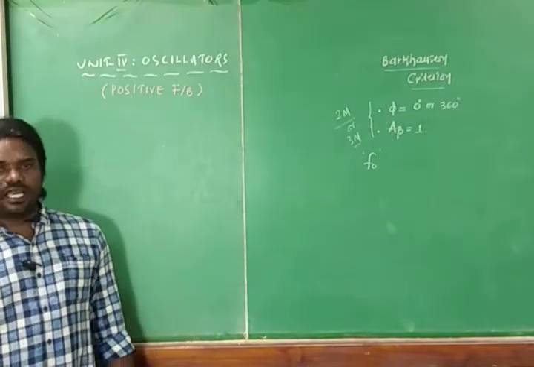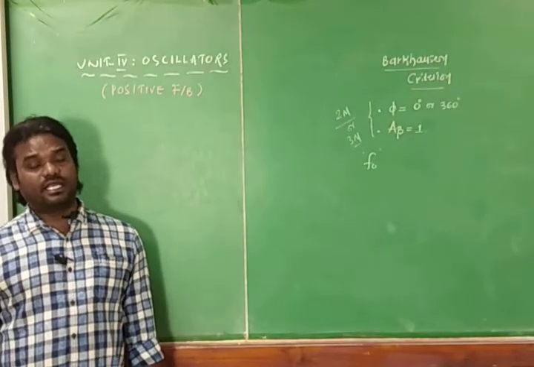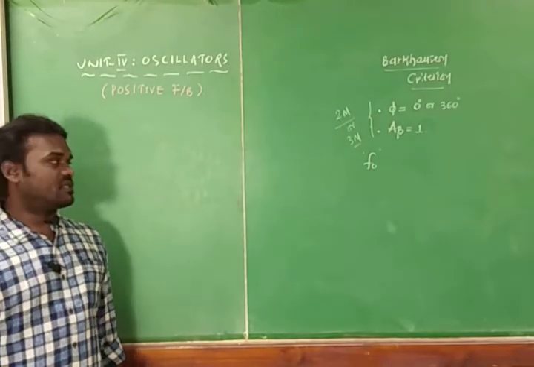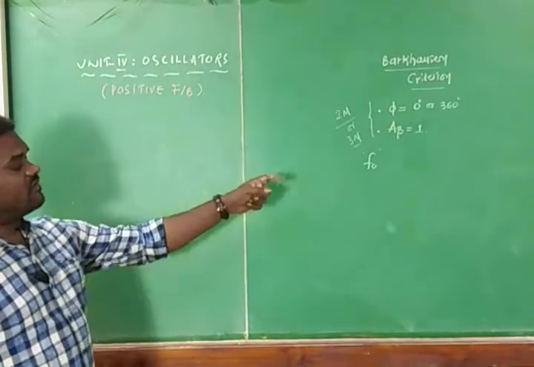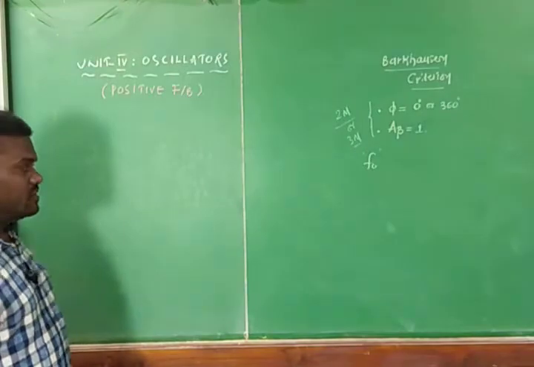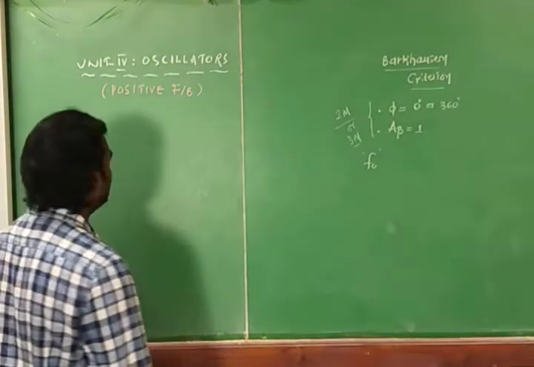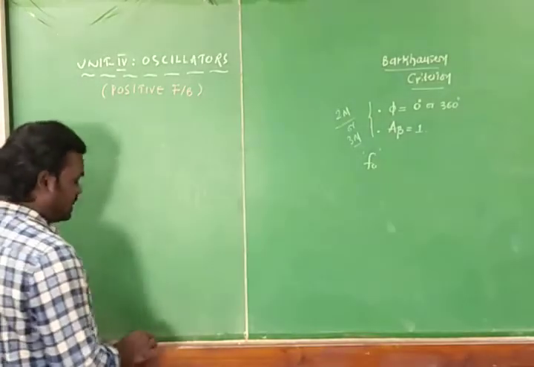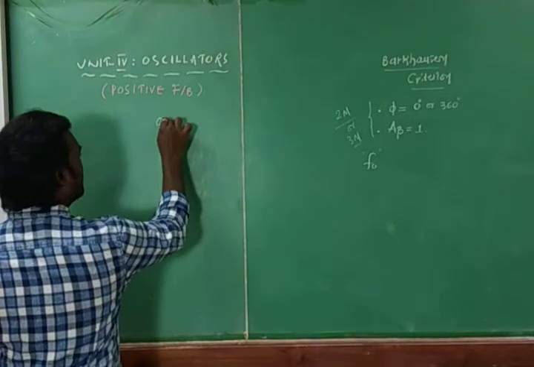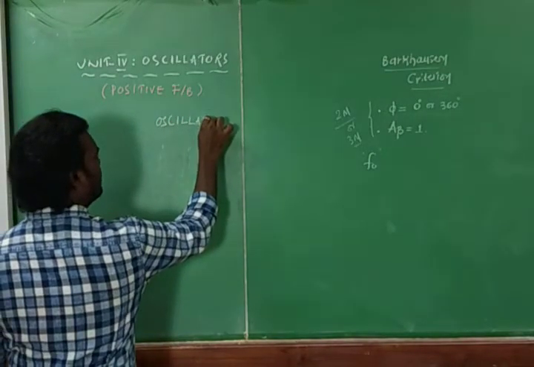The frequency at which the oscillator circuit generates sustained oscillations is named the frequency of oscillation, and it is denoted with FO. This is also important from the examination point of view, and it can be asked for 2 or 3 marks. Then I will go on with the classification or types of oscillator circuits.